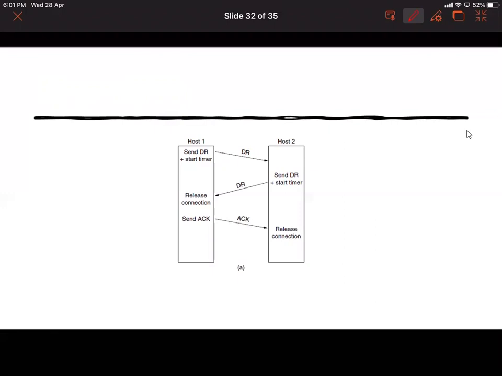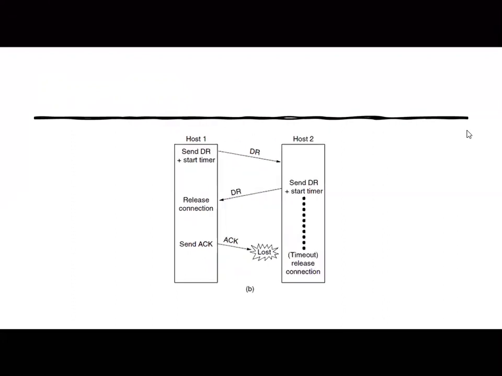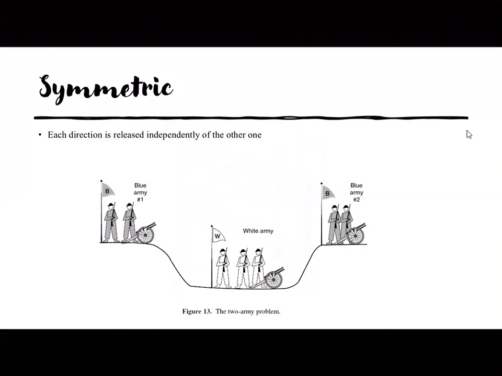But again, is it so straightforward? All three of these messages can be delayed or can be lost. So is it so straightforward? Well, not really. There is one particular problem here which you can think of as the connection release problem. This is called the two army problem.